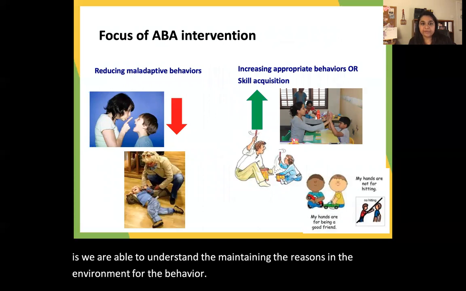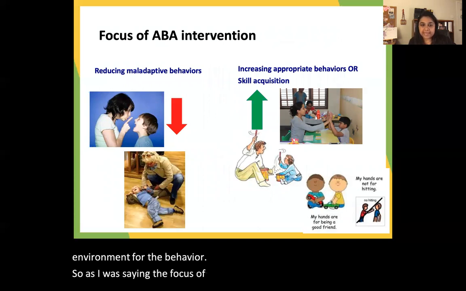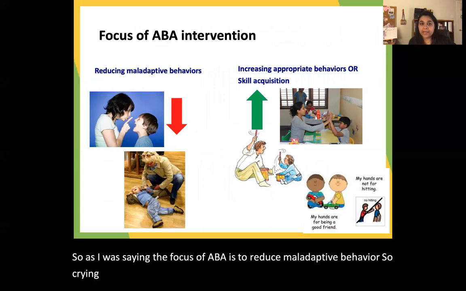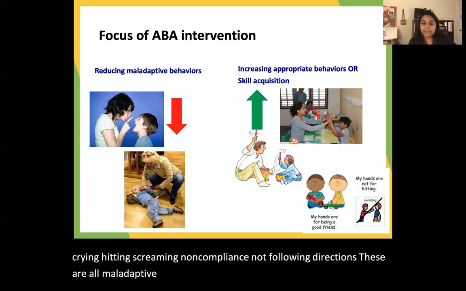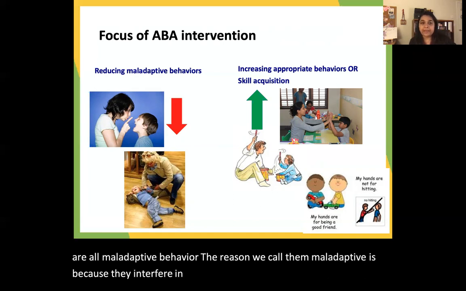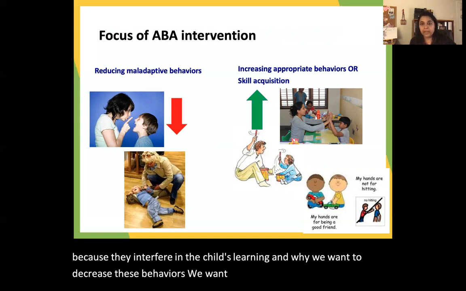So as I was saying, the focus of ABA is to reduce maladaptive behavior. So crying, hitting, screaming, non-compliance, not following directions, these are all maladaptive behaviors. The reason we call them maladaptive is because they interfere with the child's learning. And while we want to decrease these behaviors, we want to increase good behavior. So we want to increase appropriate behavior.